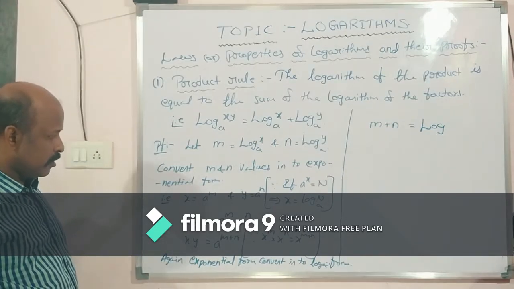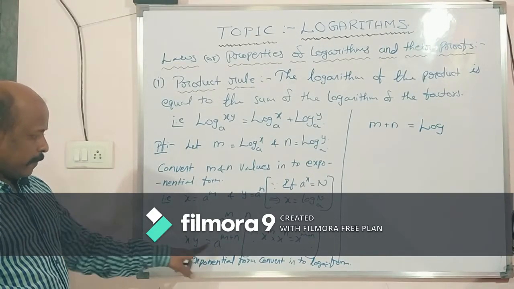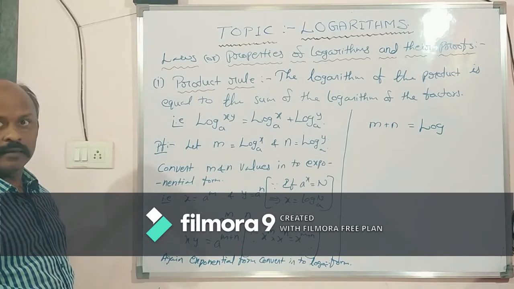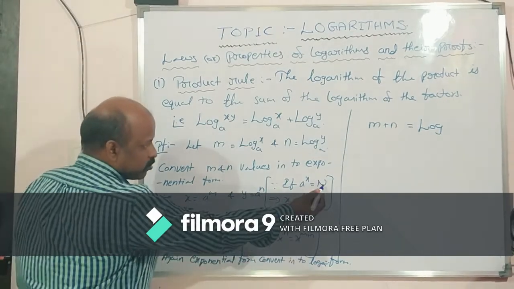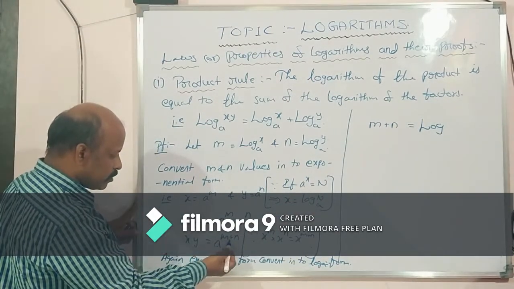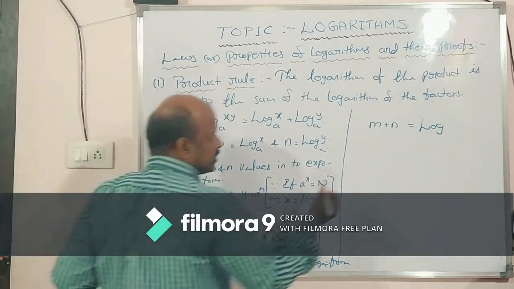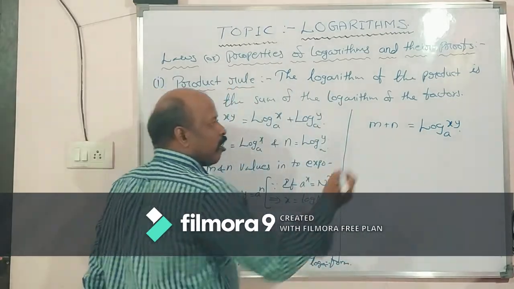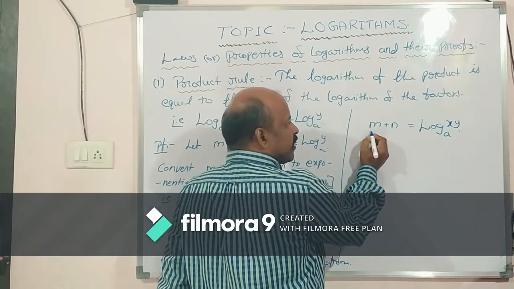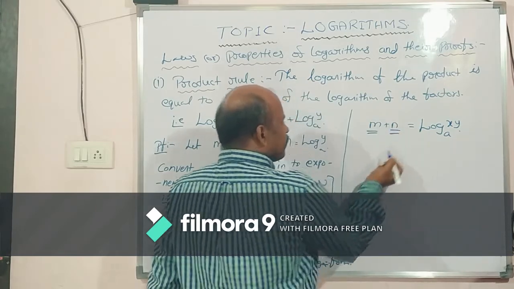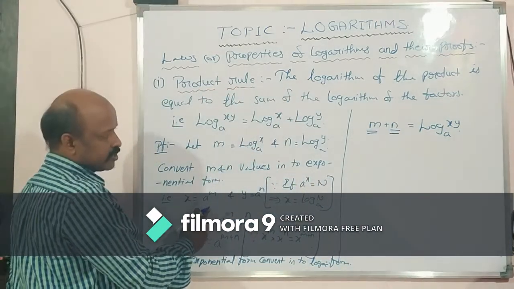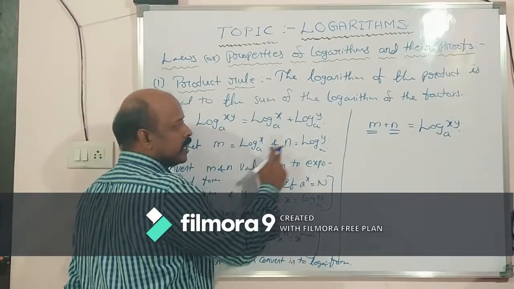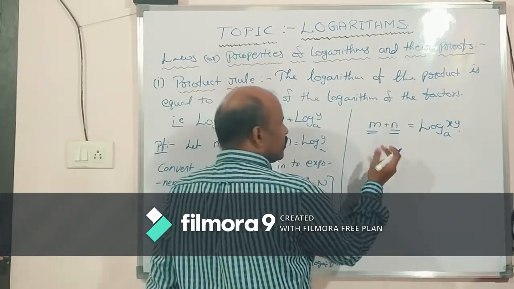N means what here? Once you observe here, what is n? A power x is equal to n. A power m plus n is equal to xy. Here instead of n, xy is there. So log xy base a. After getting this, we have to substitute the values of m and n. Instead of m, I am going to write log x base a. Instead of n, I am going to write log y base a.